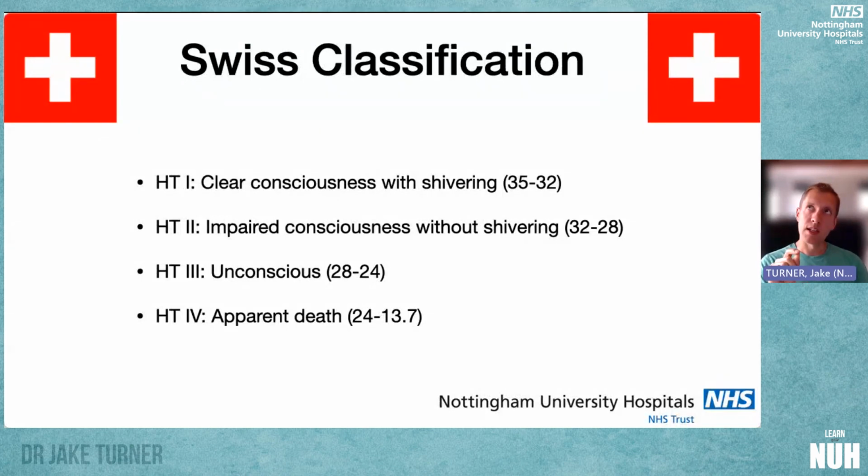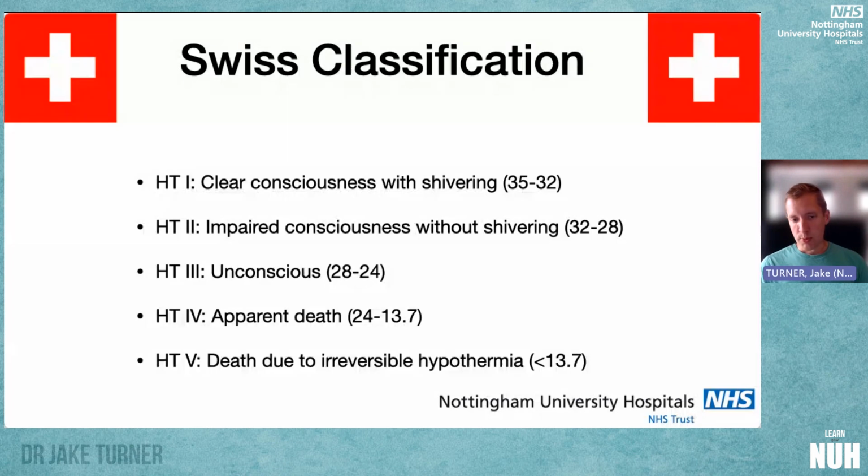And there's an important distinction there between differentiating between a patient who is truly in PEA and somebody who's actually in a hypothermic low output state, because the management of those patients is subtly different. But once you get below 13 degrees, you are usually irreversibly cold. And we would classify those patients as class 5 or dead.